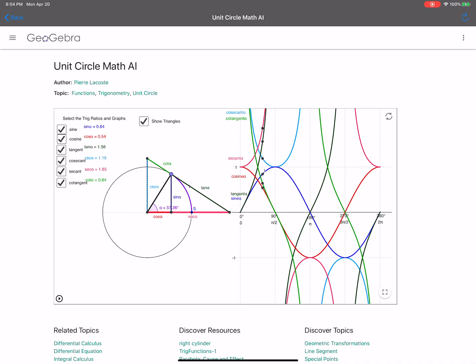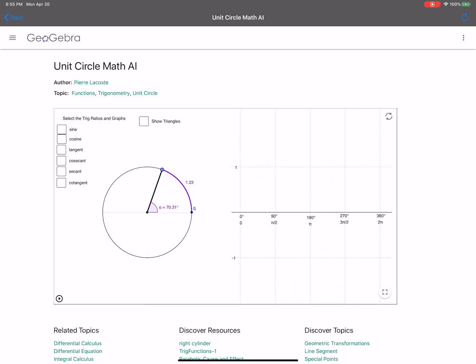By the way, there's a little button at the bottom left-hand side. That's play, and it just rotates through that. You can stop at any time. And if you look at the top right-hand corner, there's a little reset button that you can press. There you go. And it resets the whole thing if you get too crazy.